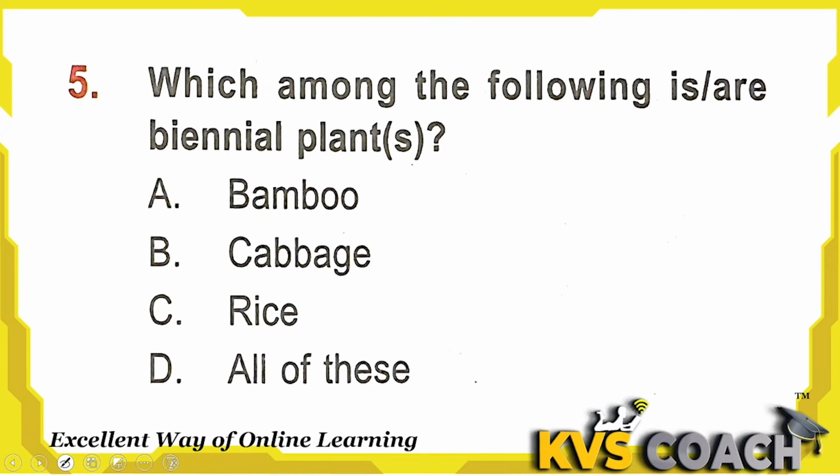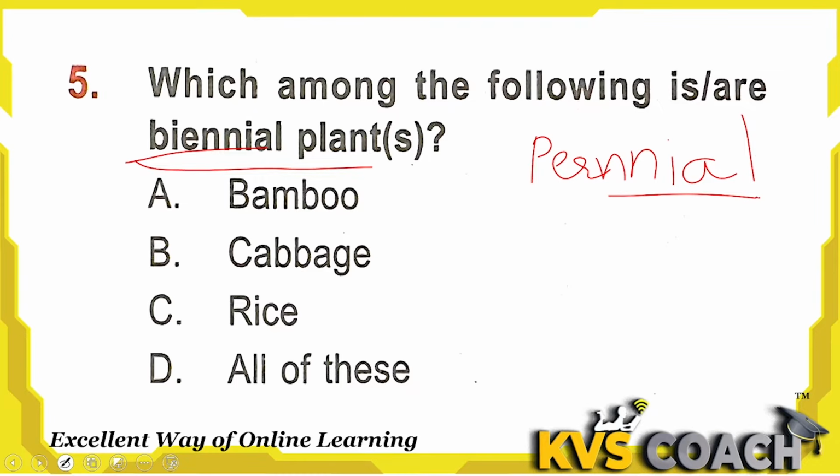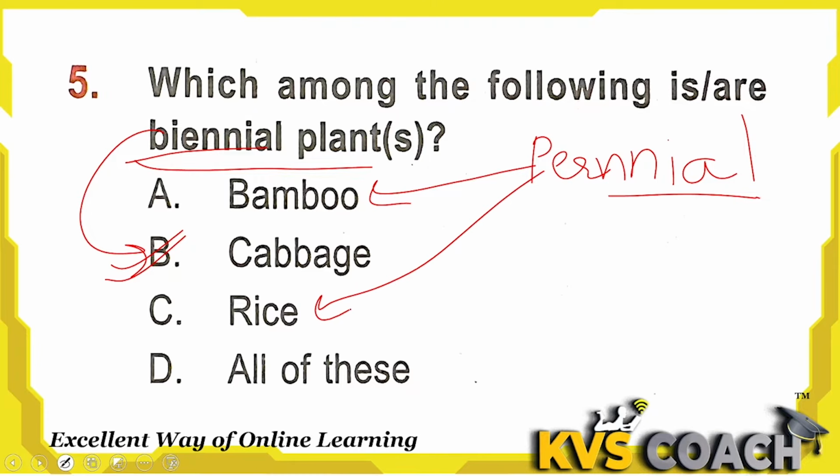Next is, which among the following is a biennial plant? You know what biennial plants are? The plants which take 2 years to grow from seed to fruit are known as biennial plants. Some plants are perennial plants. Perennial plants are the plants which can grow from seed to fruit in 1 year. Option A, bamboo. Bamboo is a perennial plant. Cabbage is the right answer here because it is a biennial plant. Rice is a perennial plant. So all of these are not the answer because option B is the right answer here.